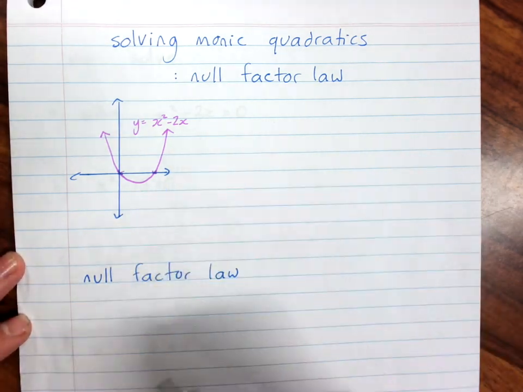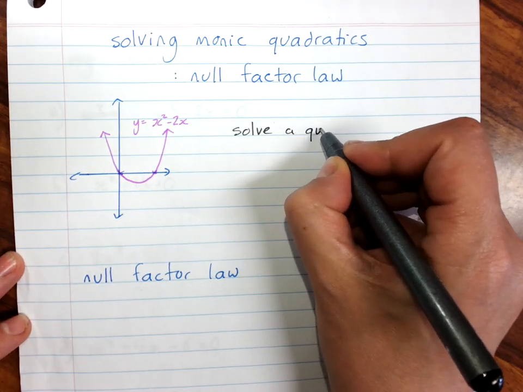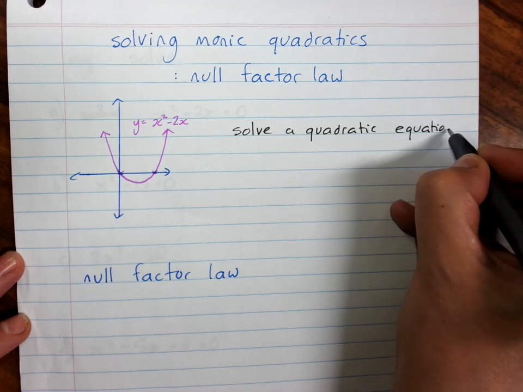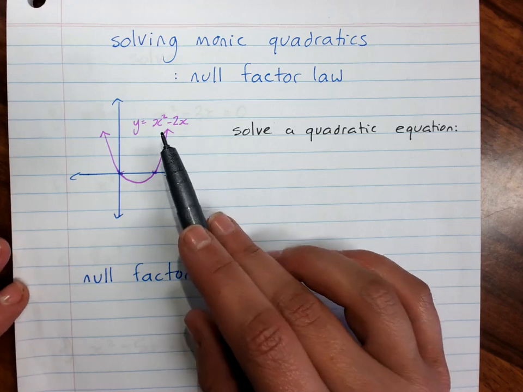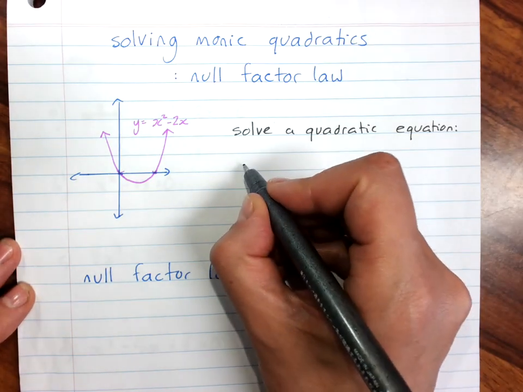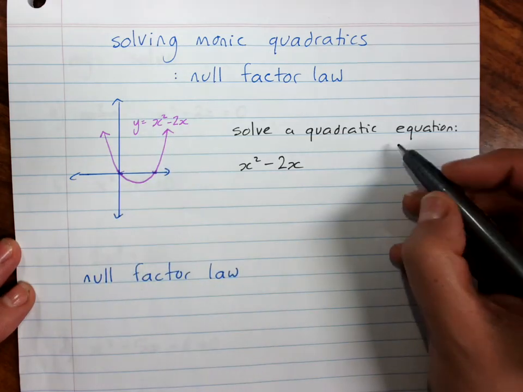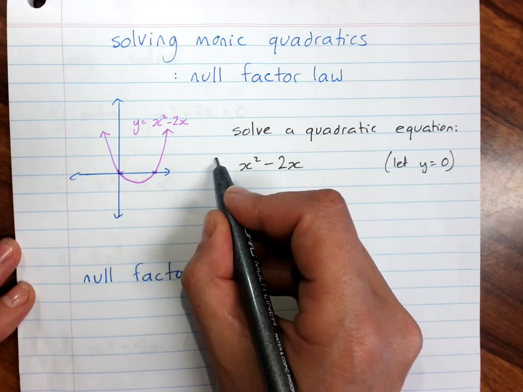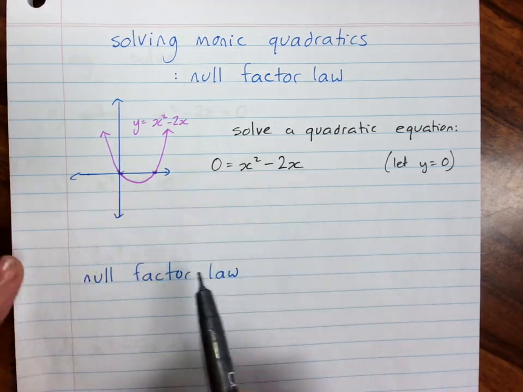When I'm asked to solve a quadratic equation, it's asking for the values of x when the expression equals 0. X squared minus 2x, it's basically let y equal 0. So 0 equals x squared minus 2x.